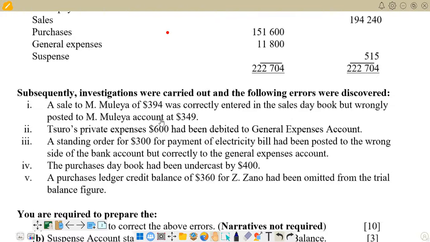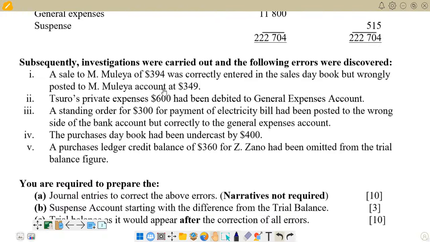Then we are given additional information, in terms of a sale to Mulea of 394 that was correctly entered in the sales day book, but wrongly posted to Mulea's account. So these are the errors that we have. They are from 1 to 5. And then let's go to the required part. The required part is saying journal entries to correct the above errors, and then in brackets, narratives not required.